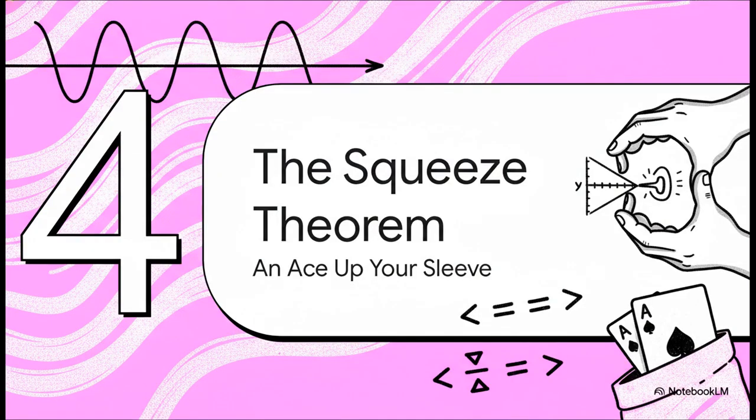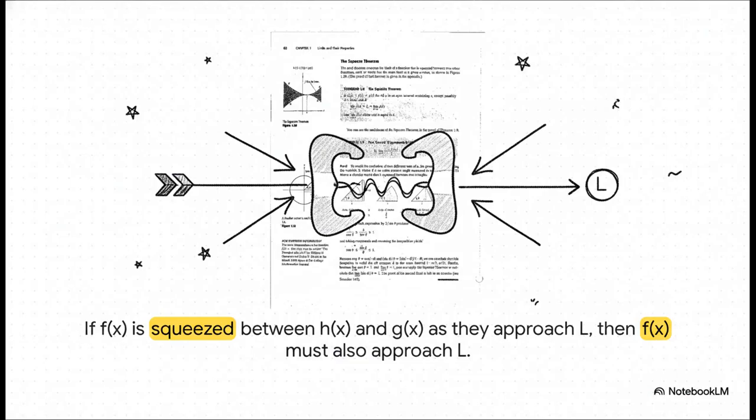But what happens when plain old algebra isn't enough? For some really tricky functions, especially ones involving trig, we need something a little more elegant, a more conceptual tool. And that's when we pull out our ace in the hole, the squeeze theorem. The idea behind this is actually super intuitive. Just imagine your function, let's call it f of x, is always trapped or squeezed between two other functions. Now, if you know for a fact that the function on top and the function on the bottom are both heading to the exact same point, well, what choice does the function in the middle have? It has no choice. It has to get squeezed into that same point too.